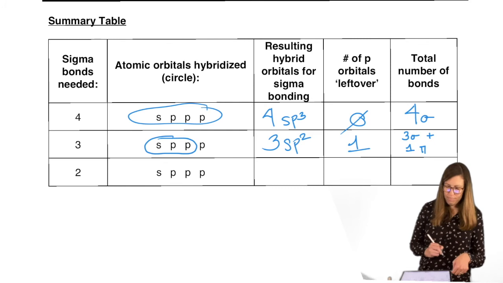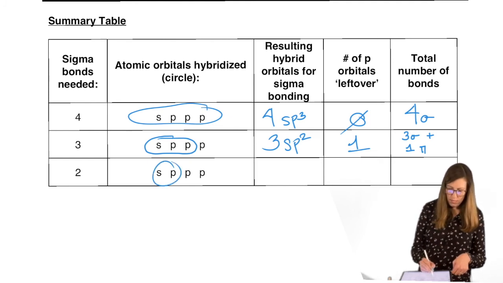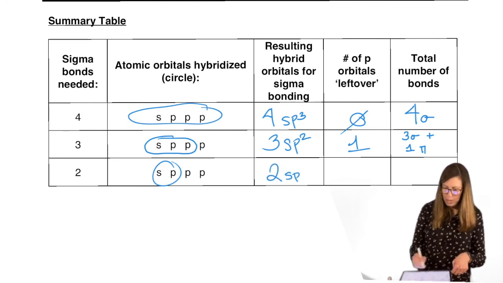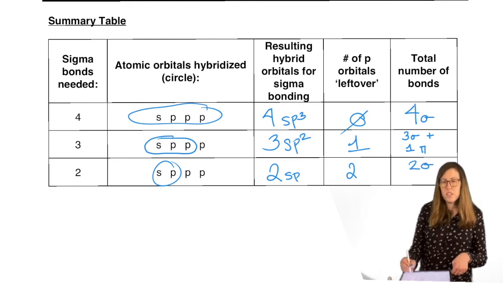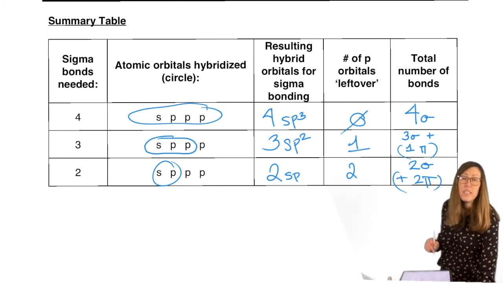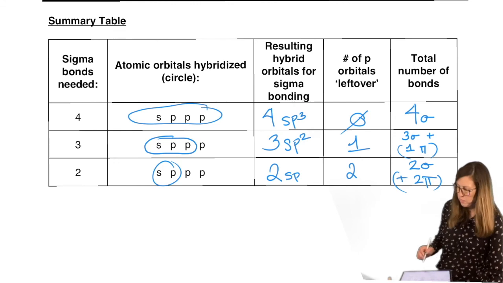What else can I do? Approach an atom, see 2 sigma bonds needed. 2 p. 2 sp. 2 orbitals left over. Only 2 sigma bonds are used. Usually for carbon, that means there's 2 pi bonds made. Okay? So that sum adds up to 4 for 4 electron groups.